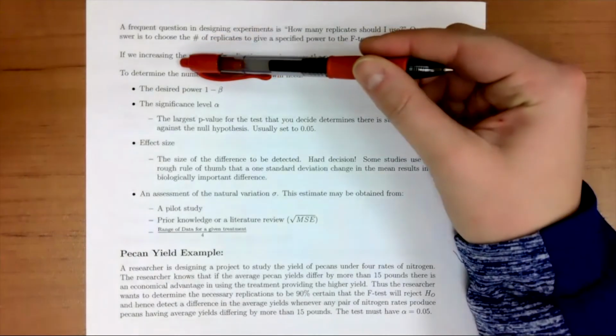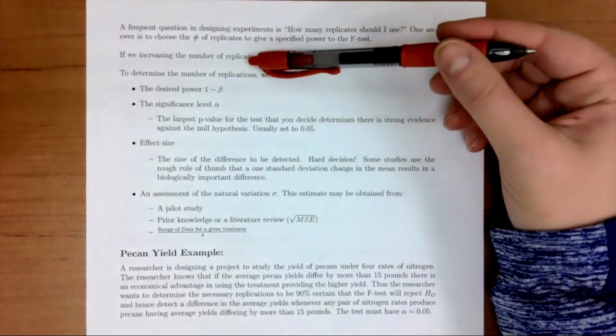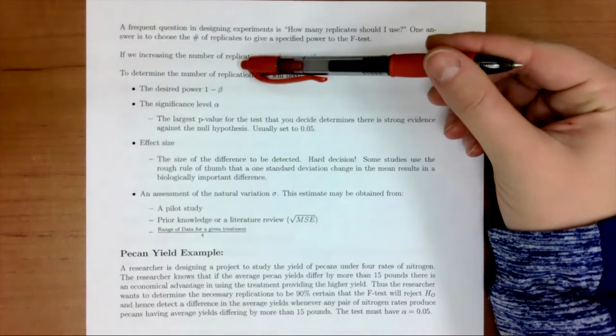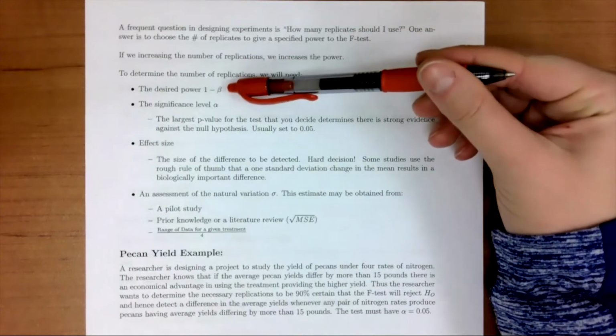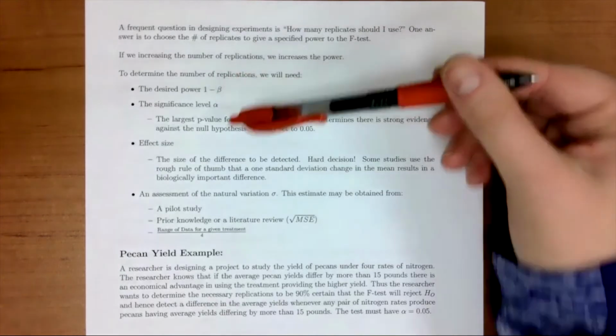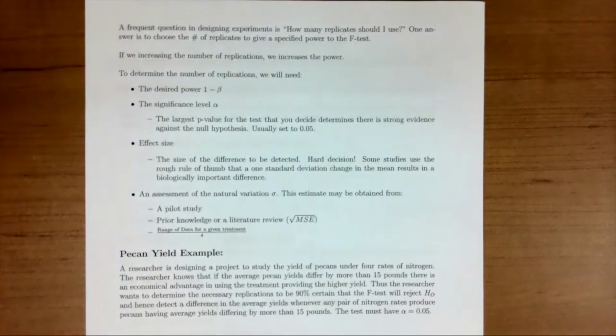To determine our number of replicates, we're going to have to look at a couple different things. First, we're going to have to look at our desired power, so 1 minus beta. And typically what I've seen is it's been set to 0.8, or 80% power. And so if power increases, the sample size increases. If power decreases, then the sample size won't be as high. And this is an input.